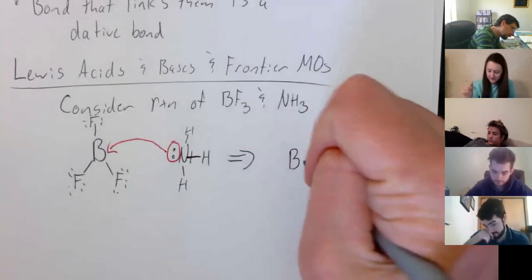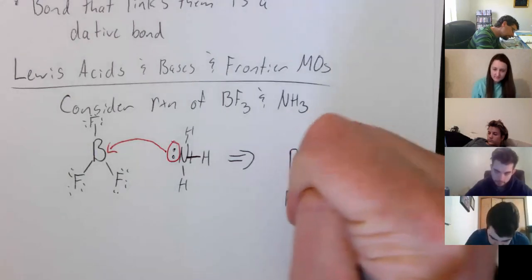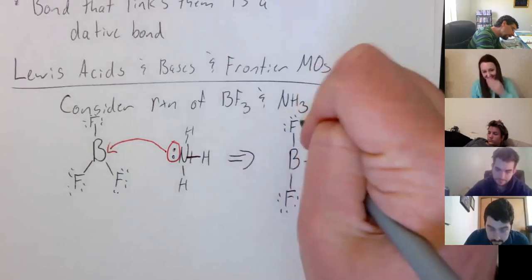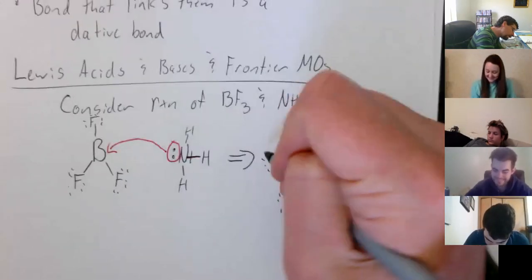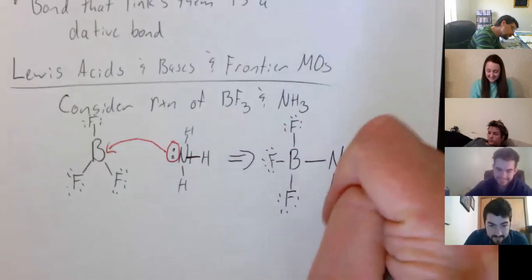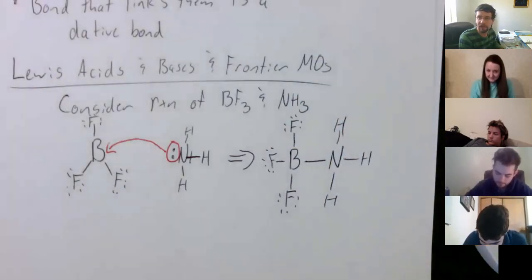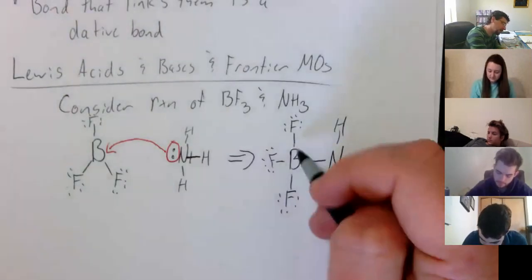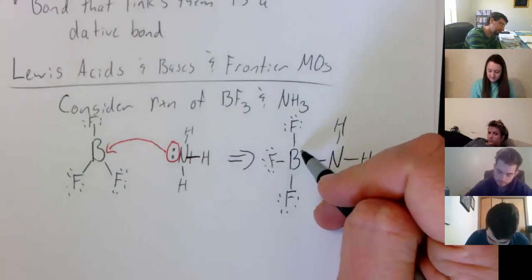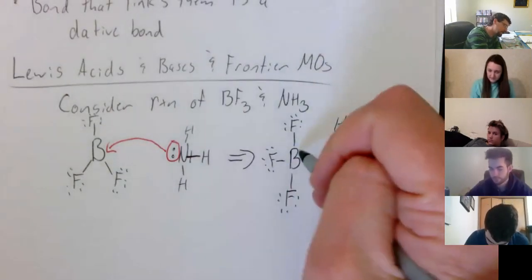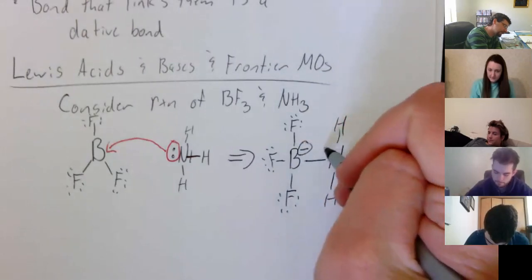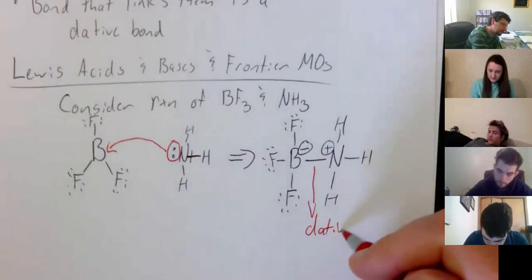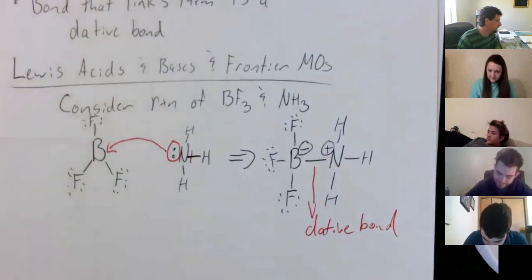So H, and I'm forgetting something on here. What am I forgetting on this Lewis structure? Formal charges. Yep. What's got to go here on that boron? Minus. Yep. Nitrogen, plus. Yep. And this guy right here, that's the dative bond.